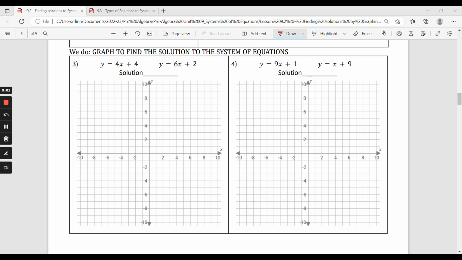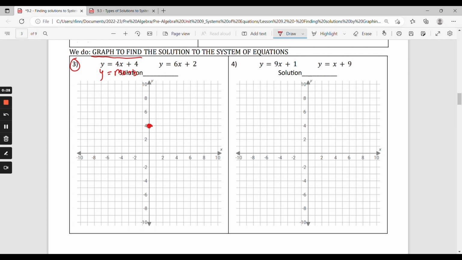So let's continue working with a couple problems here. We need to graph in order to find the solution of the system of equations. So we need to graph these lines. I can see here in problem 3 that I have slope-intercept form, which means I've got y equals mx plus b. Now since b is my y-intercept, it is 4. That's the first thing I'm going to plot on that line.